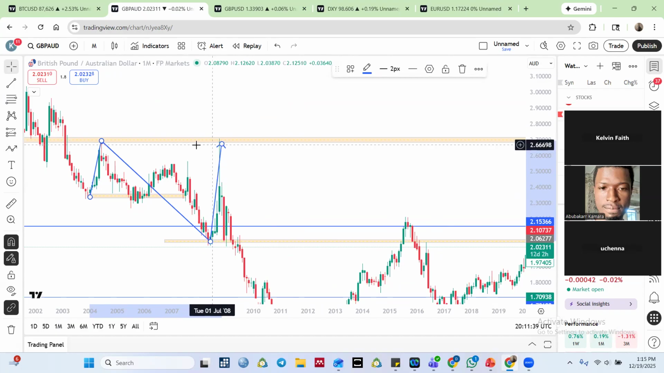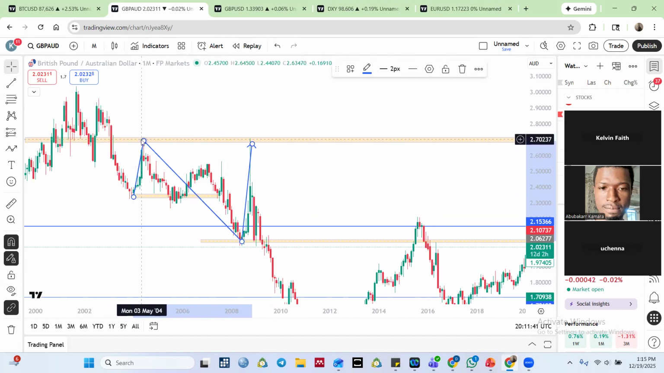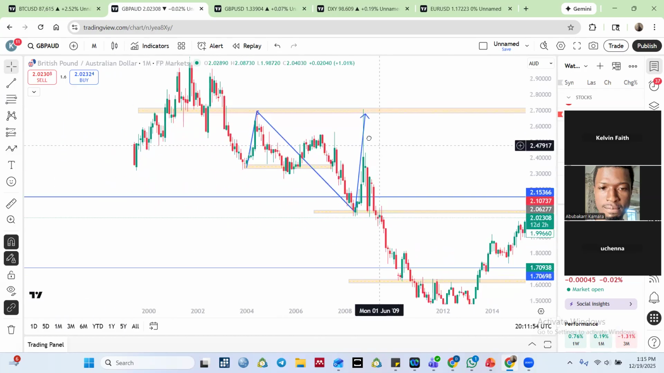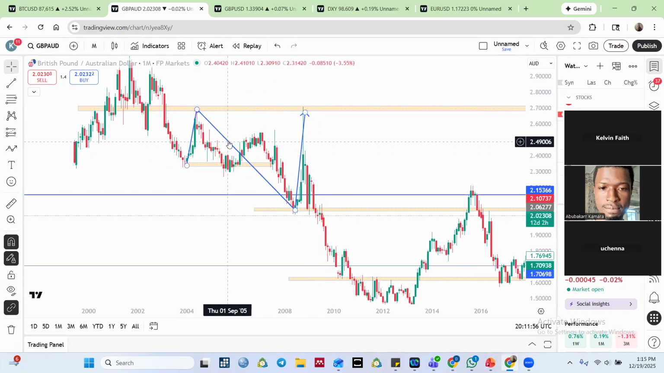Because this wick could not take out the previous lower high, we cannot say that this is the new lower high. We cannot say that price broke this high. That's what I want to say. So we will still have to see this area as the important lower high.